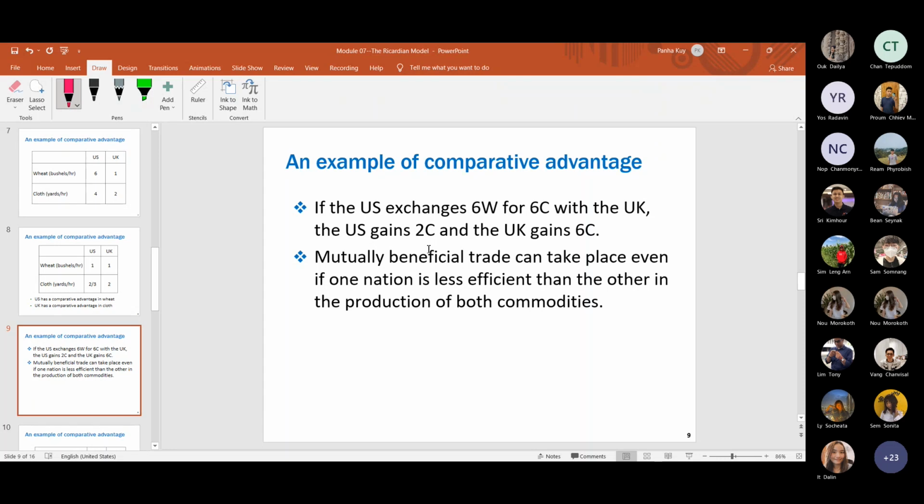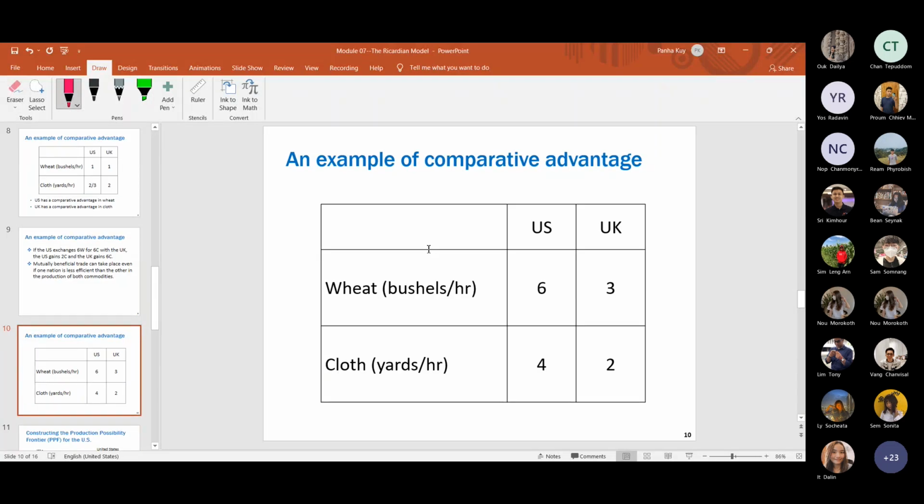Mutually beneficial trade can take place even if one nation is less efficient than the other in the production of both commodities. Okay. Don't worry, I will give you some exercises on comparative advantage. Okay. Yeah. So this one is also the same, the example of this too.